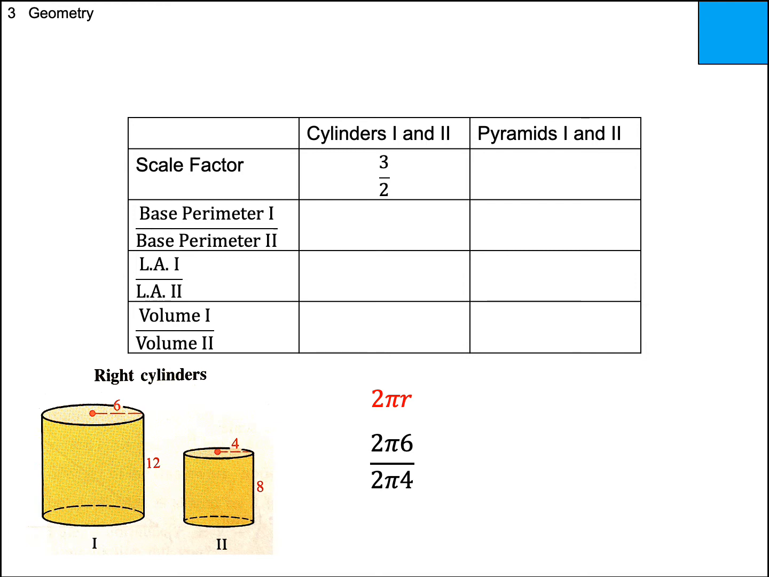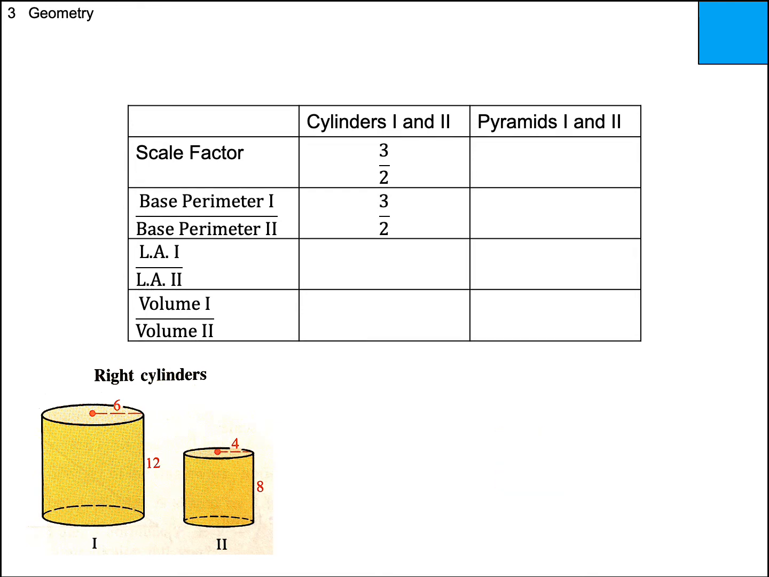Reduce. The 2's and the pi's cancel. We're left with 6 over 4. In other words, it's the same ratio, 3 over 2. So it appears that if you have two similar shapes, in 3 dimensions, so two similar solids, the ratio of the bases is the same as the scale factor. Okay. How about the lateral area?